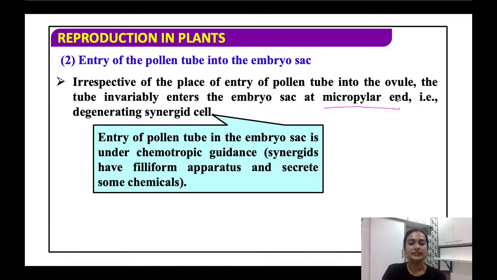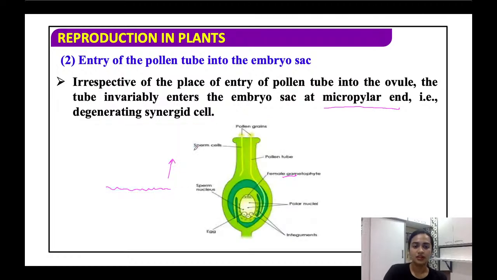All right. So the entry of the pollen tube in the embryo sac is under chemotropic guidance. By chemotropic guidance, I mean that the synergids have the filiform apparatus and they secrete some chemicals. These chemicals are termed as chemotropic guidance. So see, this is the pollen grain. This is the pollen tube. This is the female gametophyte. This is the micropylar region, which we can see here. These are the integuments. This is the egg. Okay, this is the diagram taken from NCERT itself.